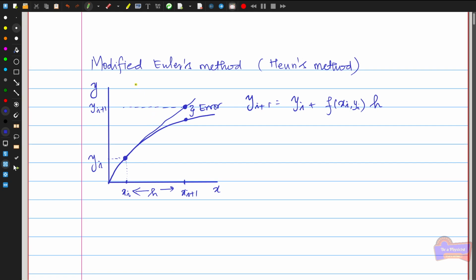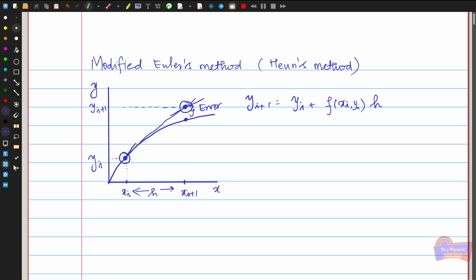However, if you are using the modified Euler's method, that means Heun's method, what we are going to do is find the slope at this point as well as at this point, and then take the average of these two slopes. That will give you a somewhat more accurate solution than Euler's method. So that is the idea of Heun's method.